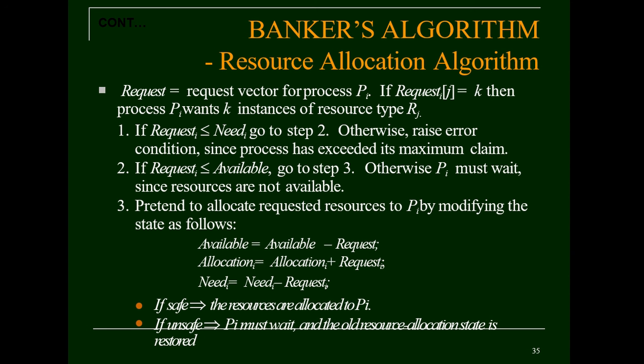Second, if the request is less than or equal to available, then go to step 3. Otherwise, Pi must wait since the resources are not available. In the third step, pretend to allocate the requested resources to Pi by modifying the state as follows. Available equals to available minus request, and allocation equals to allocation plus request.